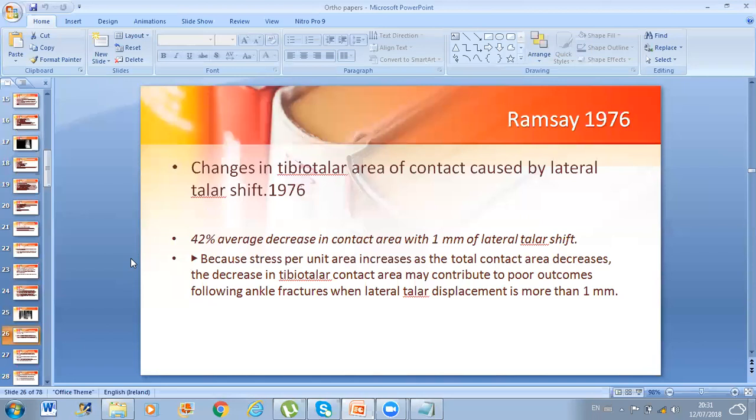When the contact area is decreased, the load per unit area is increased. So there are more chances the patient will go into osteoarthritis. Because stress per unit area increases as the total contact area decreases, the decrease in tibiotalar contact area may contribute to poor outcomes following ankle fractures when lateral talar displacement is more than 1 mm. So you fix it anatomically.